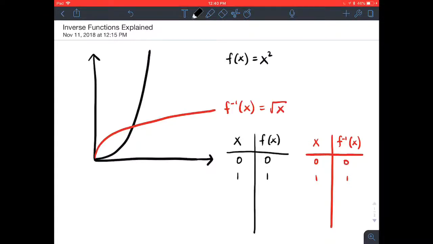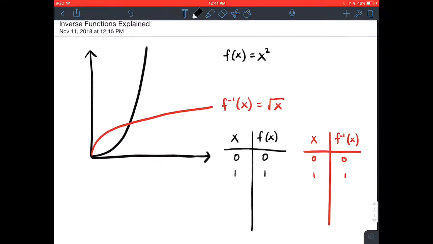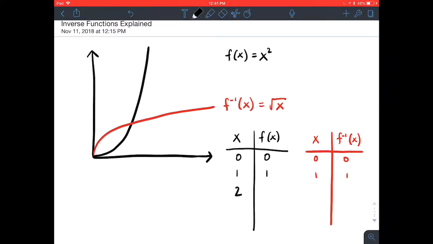Today we'll talk about inverse functions. So let's take a look at the function f of x equals x squared. This is a function that takes in a number and outputs that number times itself. So if you give it the number 0, it will spit out 0. If you give it the number 1, it will spit out the number 1. Likewise, if you give it the number 2, it will give you 4. If you give it the number 3, it will give you 9. So you can make a table of values that will show you what the value of this function will be for different inputs.